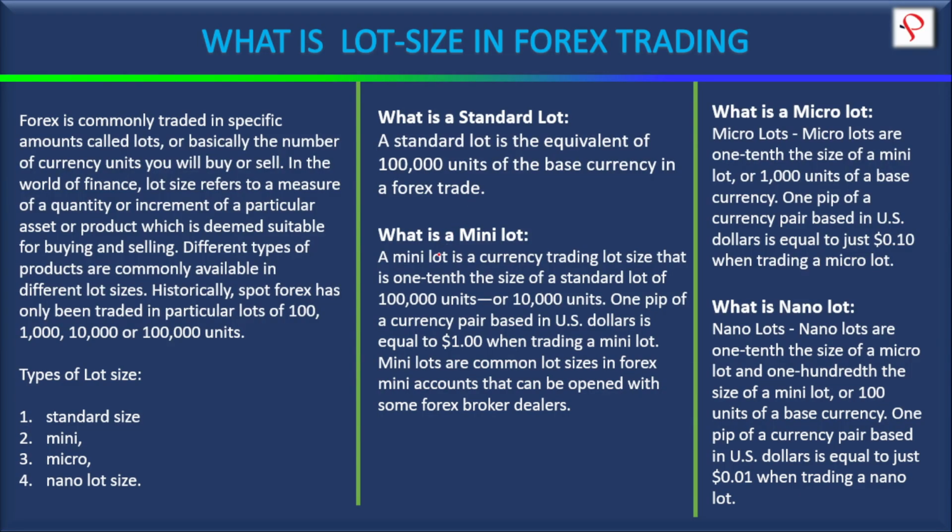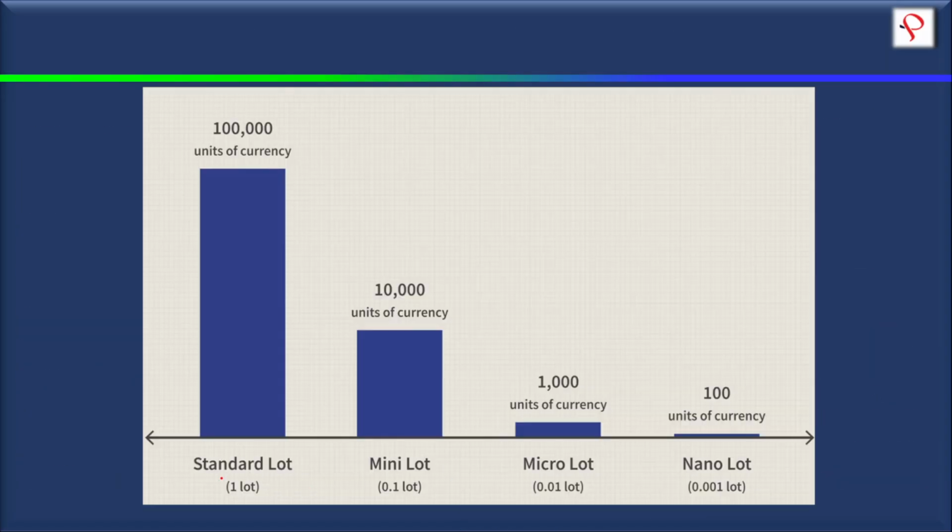All right, so a mini lot size is what? It is a currency trading lot size that is 1/10 the size of a standard lot size, which is basically 10,000 units. And then a micro lot size is 1/10 of a mini lot size, which is 1,000 units. And a nano lot size is 1/10 of a micro lot size, which is 100 units. Is that clear? Now, when you are trading forex, lot size usually starts with 1.00.